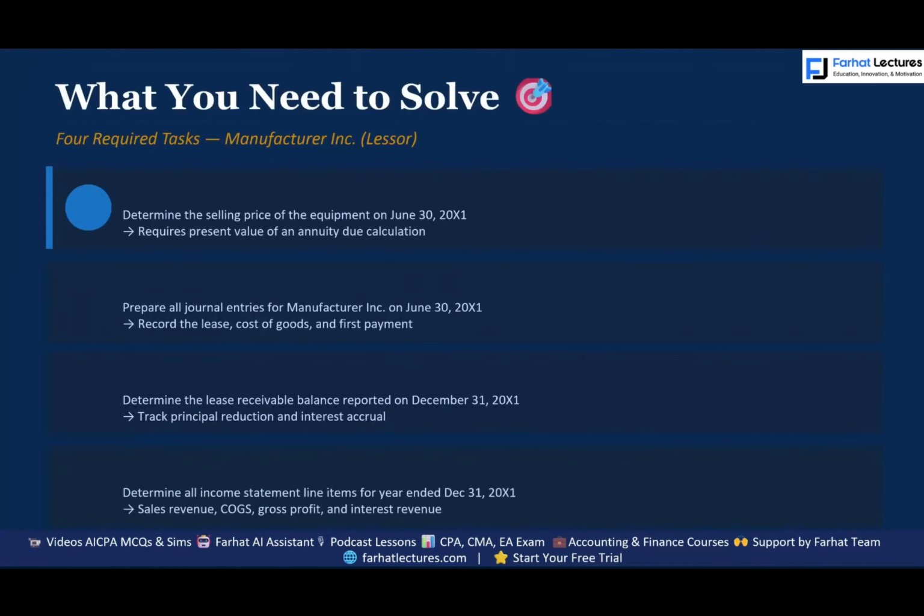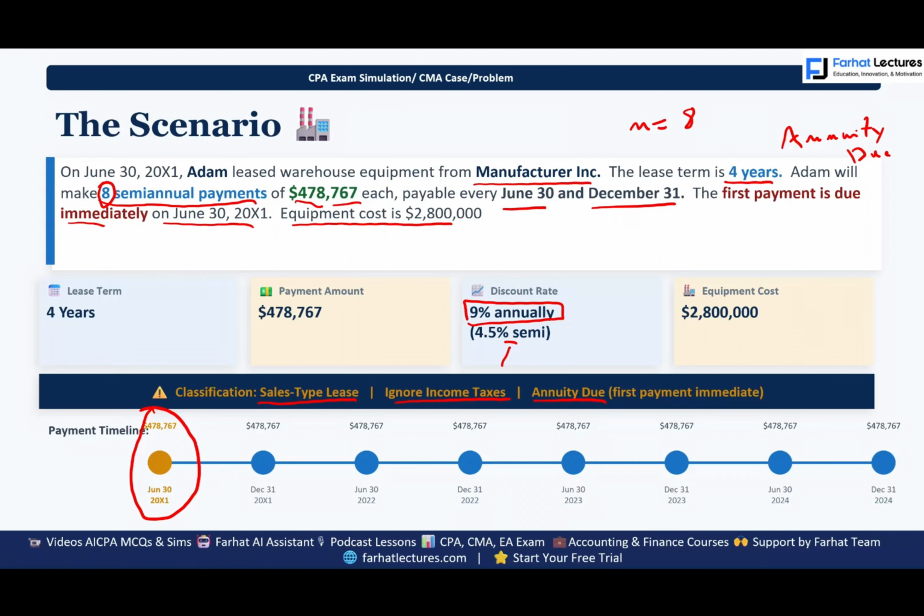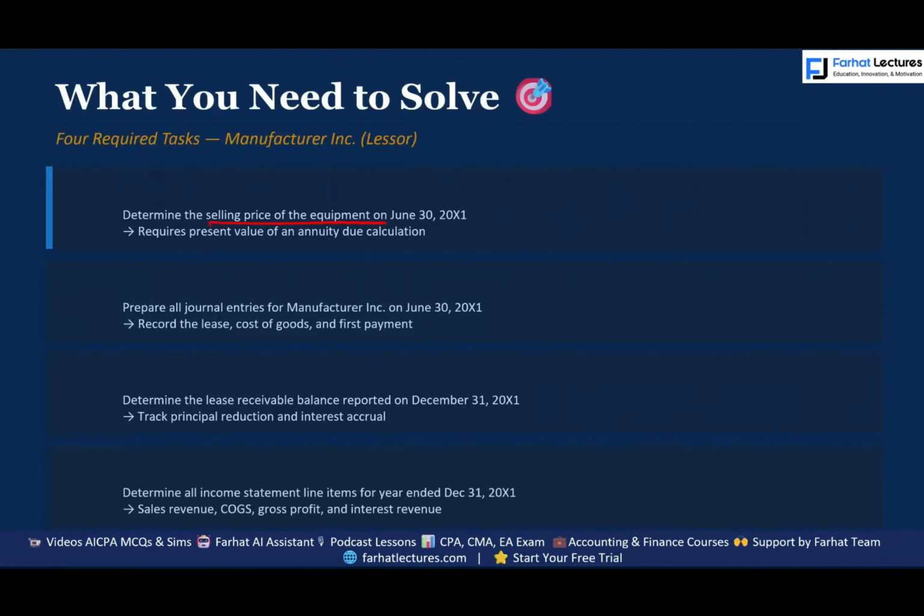Here's what we need to compute. We need to compute 4 things. The first thing is we need to compute the selling price of the equipment as of June 30th. Because the manufacturer, they don't tell us what's the price of the equipment. So how do you find the price of the equipment? You guessed it. We're going to perform a computation. We have to find that, which is the present value of the annuity.